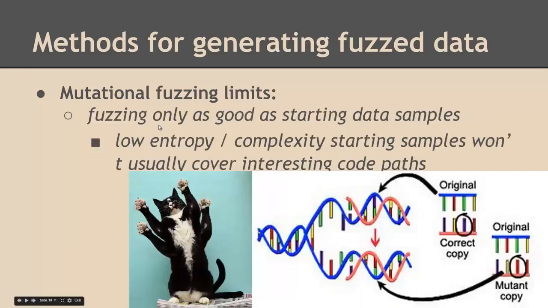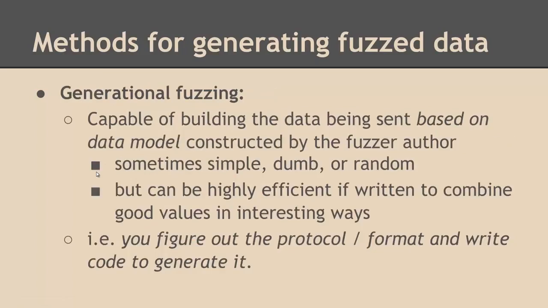So, if you have a poor corpus that has low entropy in terms of the possible feature set that could be captured by all of the possible corpuses or input files for the application, you probably won't cover really interesting code paths. The next strategy at a high level is generational fuzzing or model-based fuzzing.